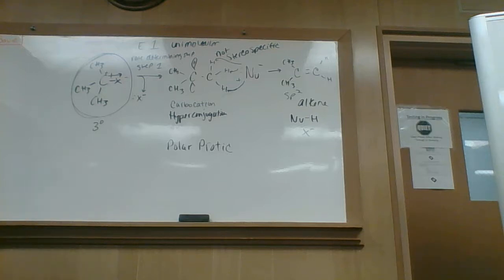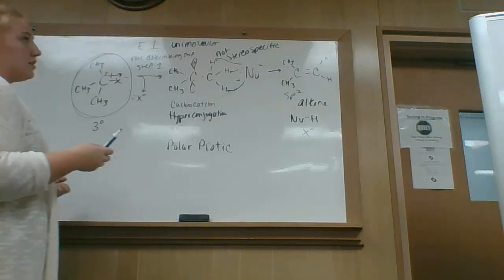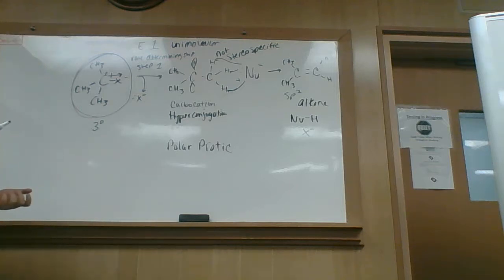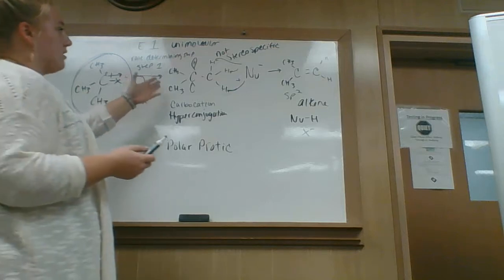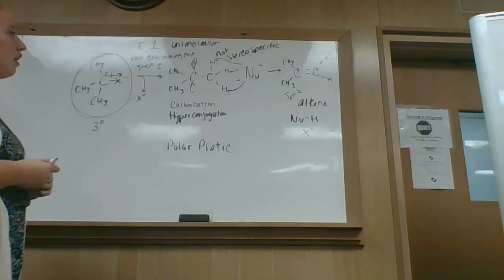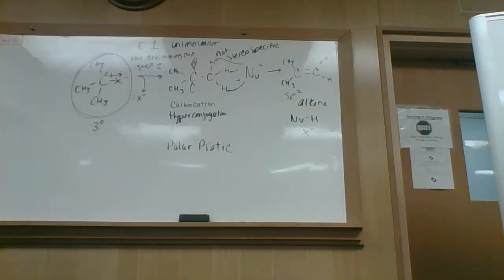Because there's 2 steps, it's stepwise, not concerted, and it has a carbocation intermediate instead of a transition state. And it prefers a polar protic solvent because the protons help stabilize the carbocation, and the concentration of the nucleophile won't affect the rate of the reaction.